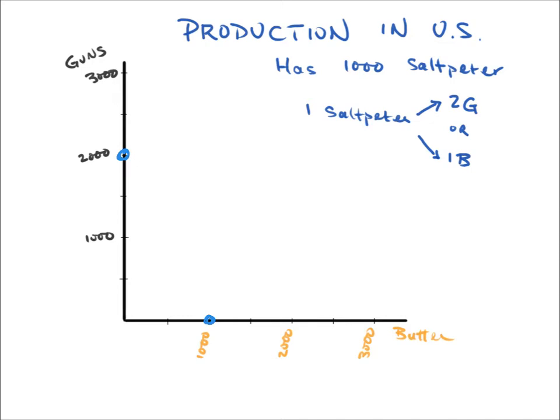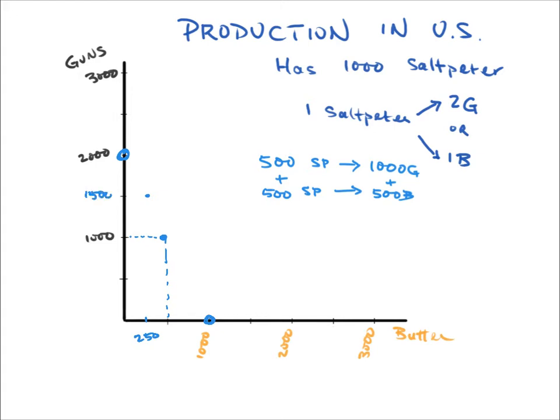So 500 saltpeter can produce 1,000 guns, and then the other 500 are used to produce 500 butter. Okay, so that's like this point right here: 1,000, 500. Okay. And there are other options. Spend 250 to produce butter, and then the remaining 750 will produce 1,500 guns.